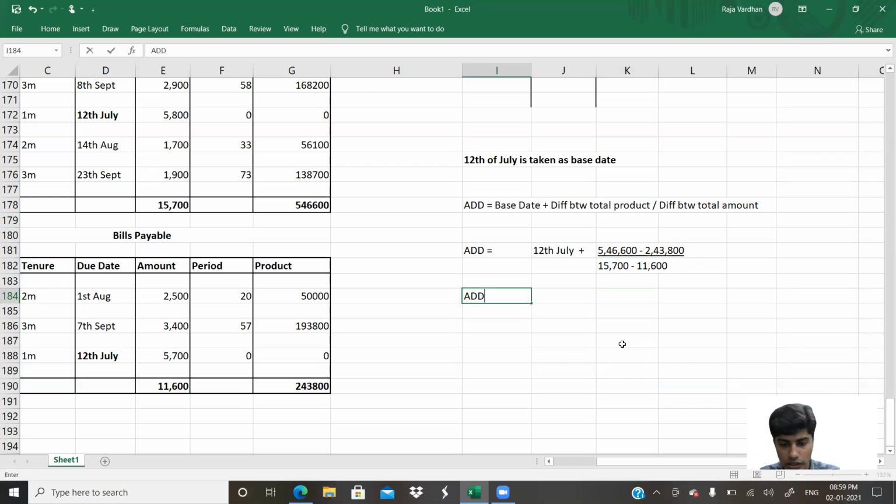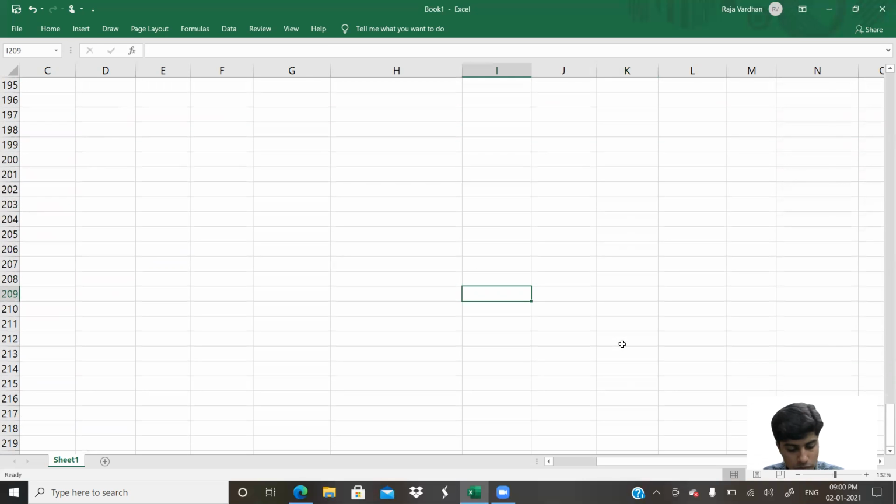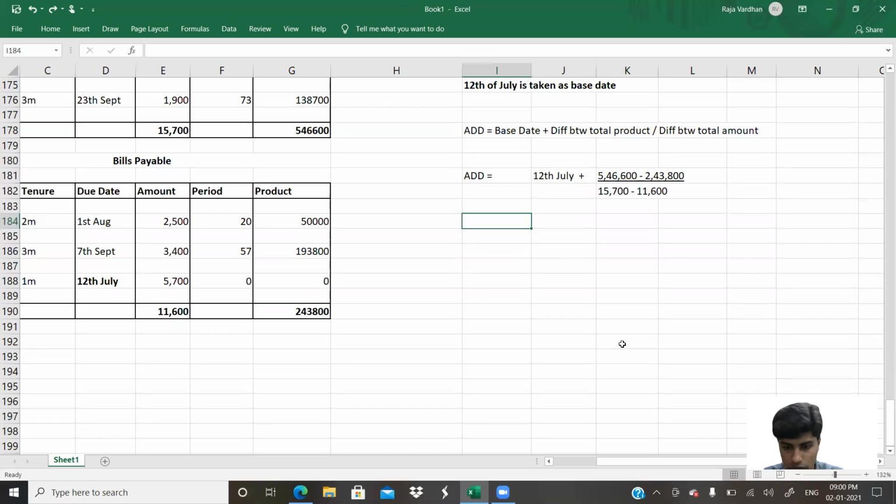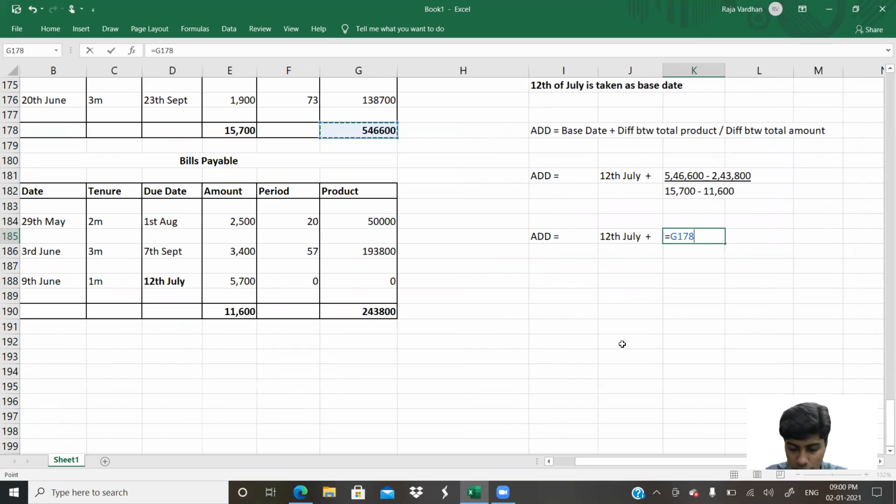Okay, let us do it. Average due date is equal to 5,46,600 minus 2,43,800. Okay, tell me how much is it? This has to be divided by what? 15,700 minus 11,600. That gives me 4,100. Yes. Okay.